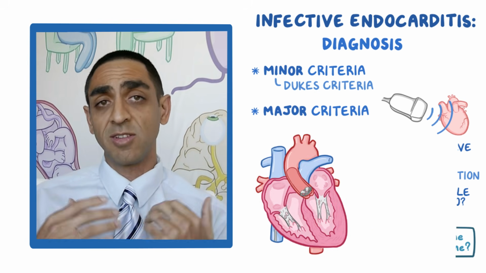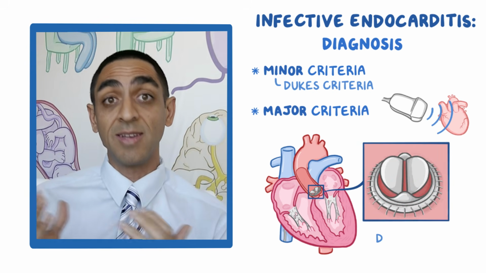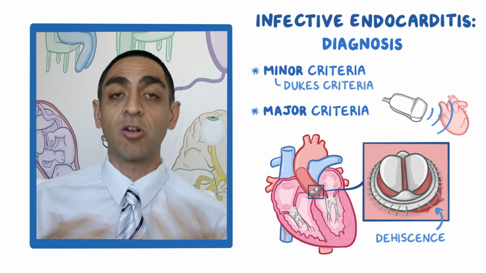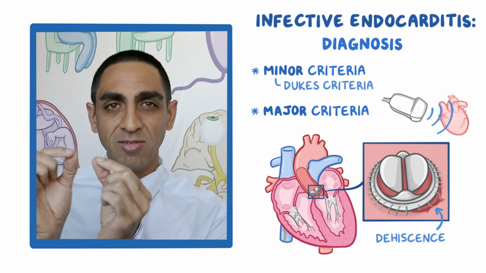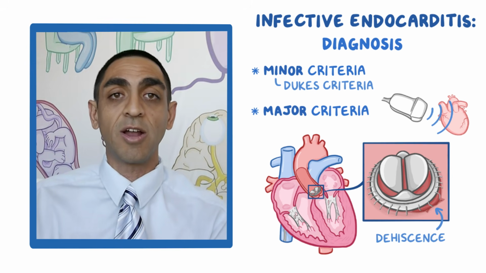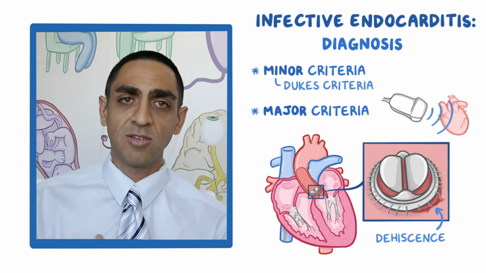And if there's a prosthetic valve, dehiscence of the prosthesis is a classic example of what endocarditis will do. So if there's any evidence of dehiscence, then you want to make sure that you investigate for endocarditis. Those are the keys around diagnosis.